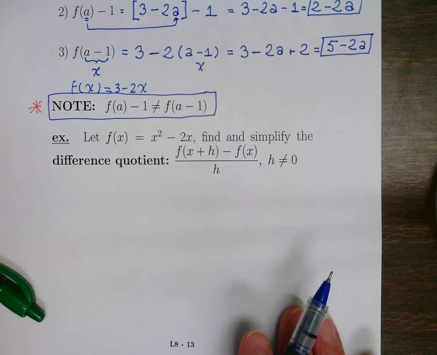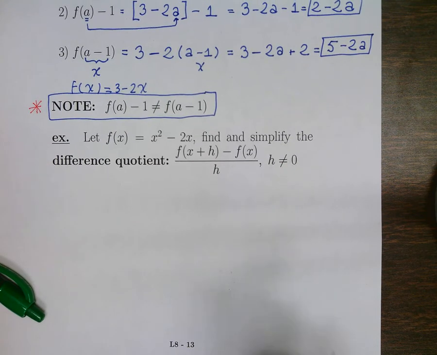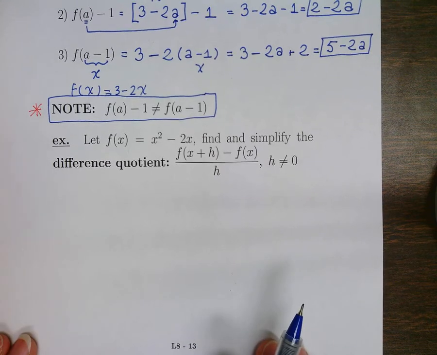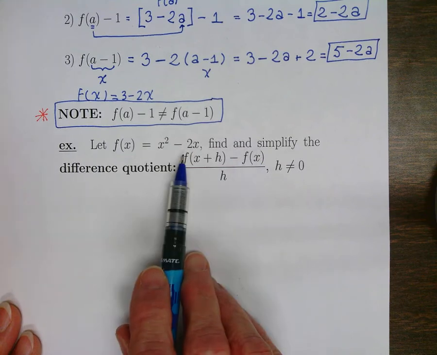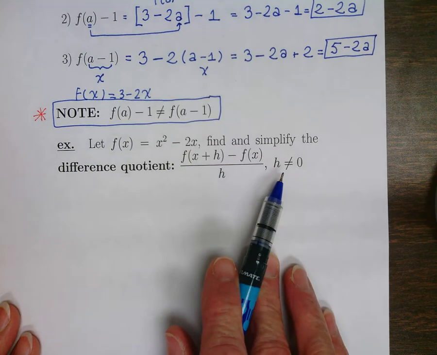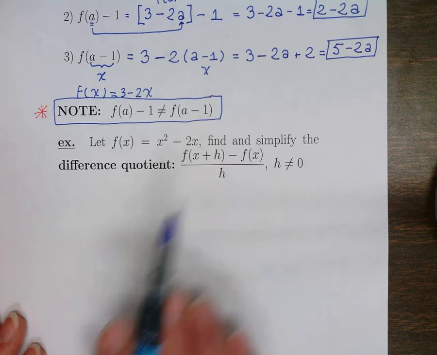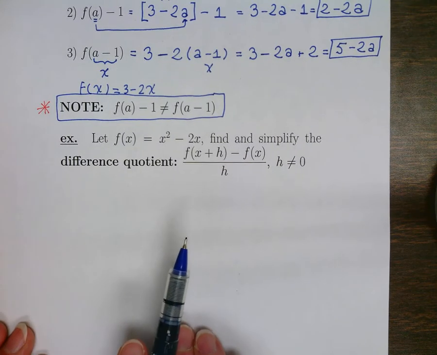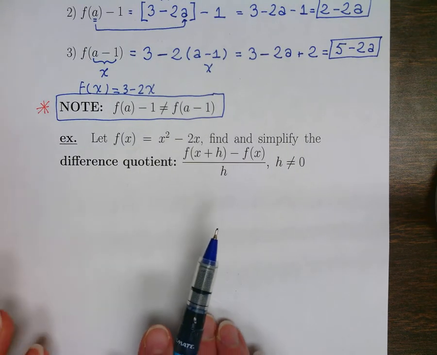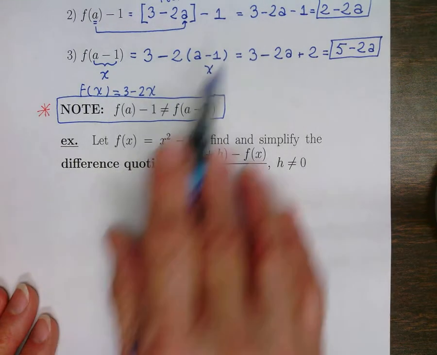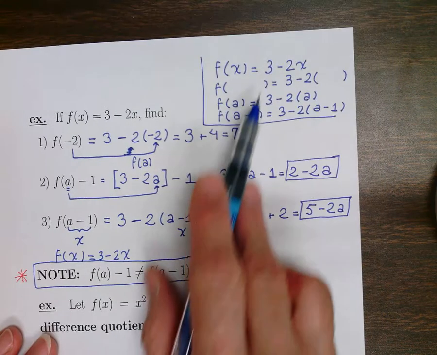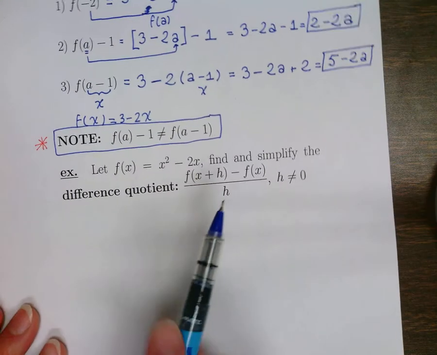Okay, let's look at this example. We're going to find and simplify the difference quotient, which is given here, for a specific function f of x. Okay, this is a calculus quantity. That's why you see it in all of these pre-calculus texts, because you're going to need to work with this when you move on to your calculus course. So let's kind of go back to this scenario that we had up here. Let's see if we can figure things out.